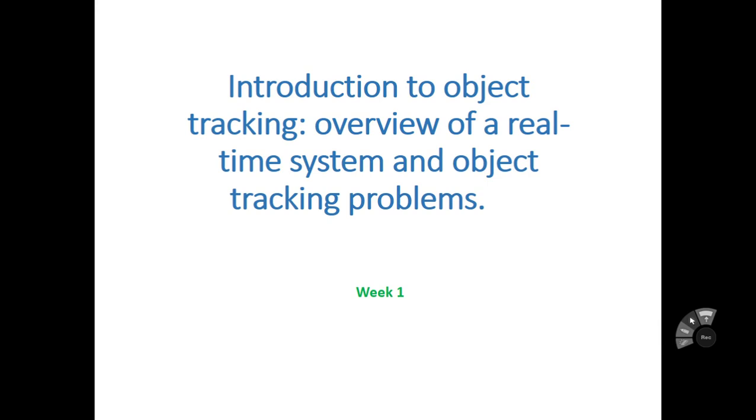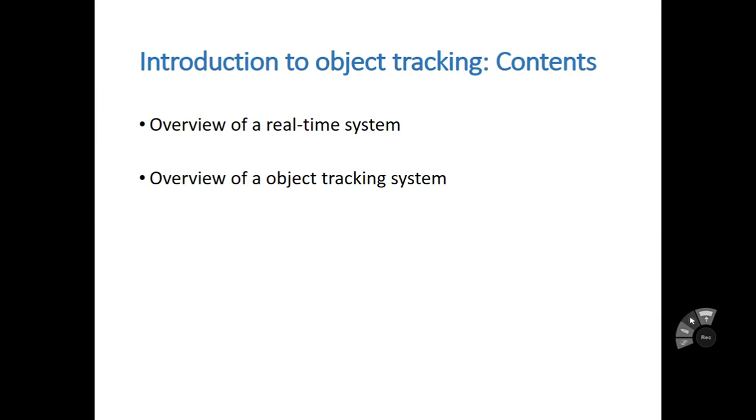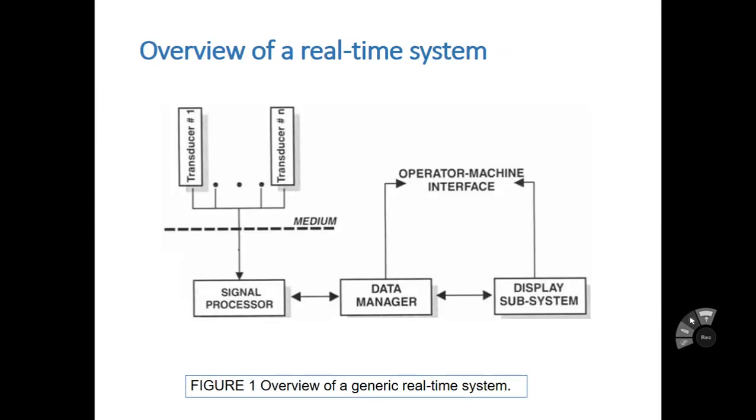Let's start with the introduction of the subject with a basic overview of real-time systems and object tracking problems. So this is the contents, and this figure shows an overview of a generic real-time system as a very simple block diagram. You can see there are 3 basic blocks: signal processor, data manager, and display subsystem, which is operated by some operator interface to communicate with the data manager.